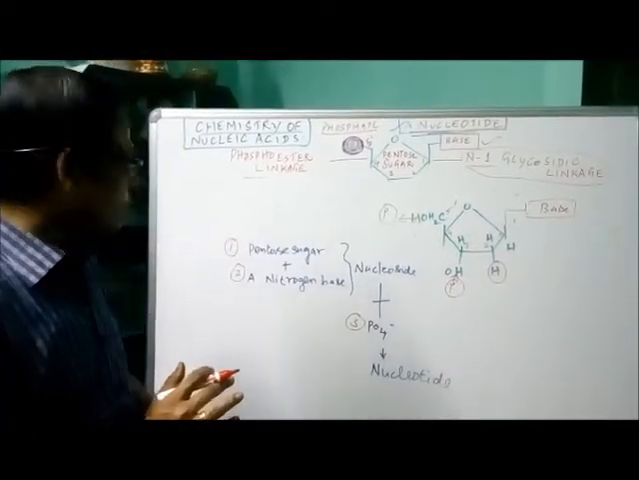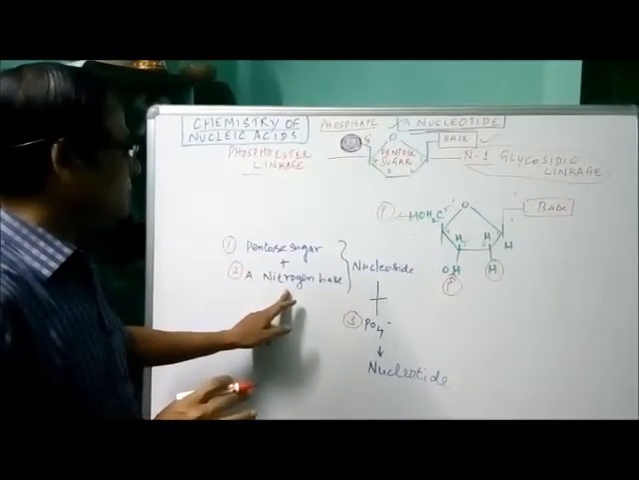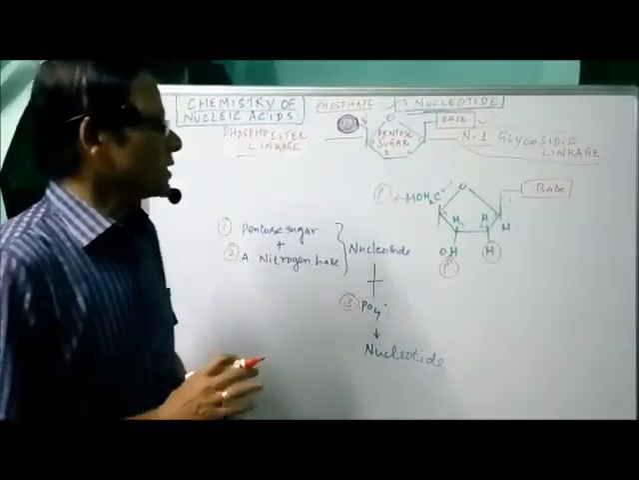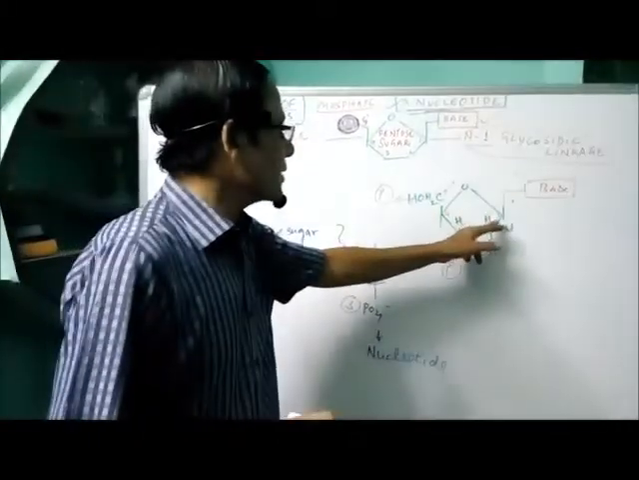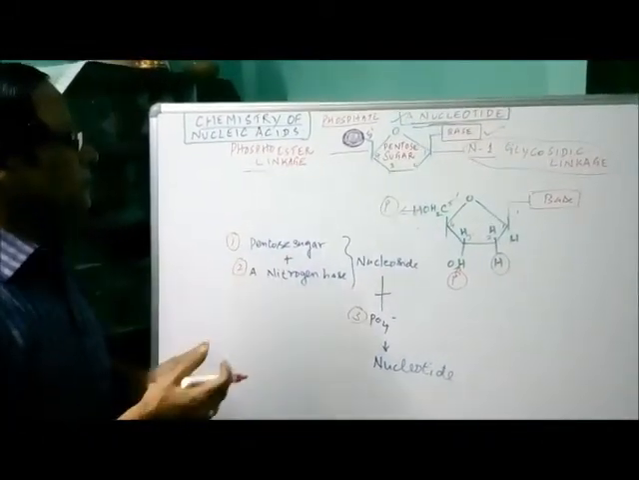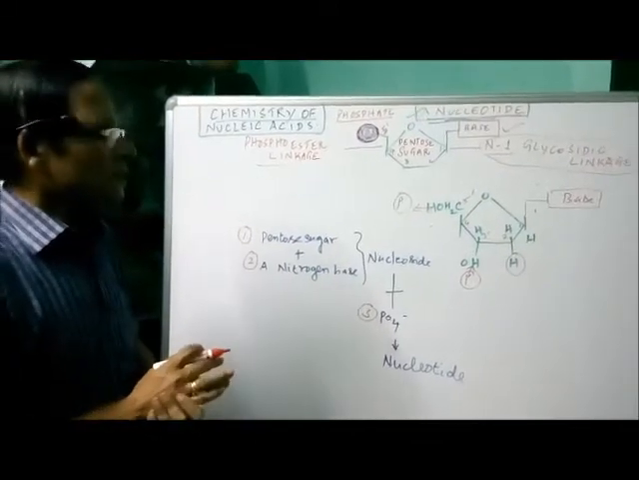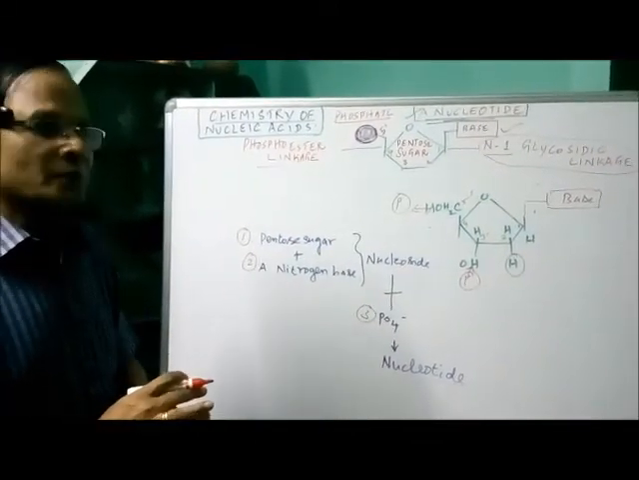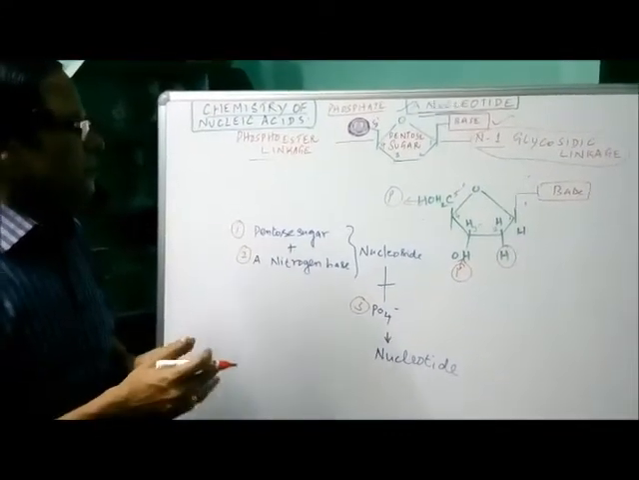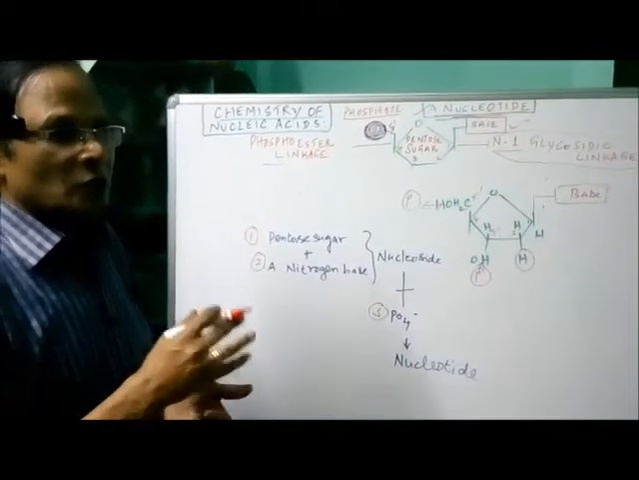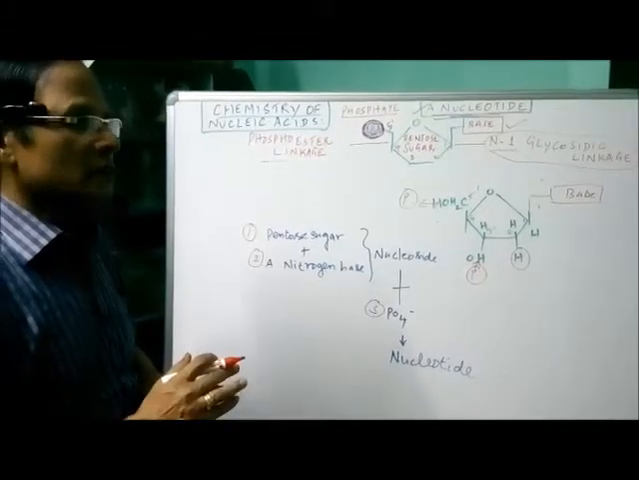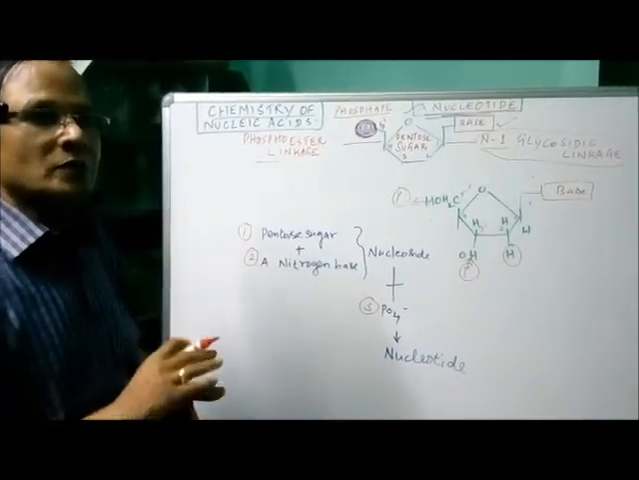A nucleoside is formed of a pentose sugar and a nitrogen base. The linkage between pentose sugar and nitrogen base is called N1 glycosidic linkage. The linkage occurs between the first carbon atom and the NH group of the nitrogen base. If it is, for example, adenine, then the nucleoside is called adenosine, guanosine, cytidine, thymidine. If it is DNA, deoxyadenosine, deoxyguanosine, deoxycytidine, deoxythymidine. These are all nucleosides.